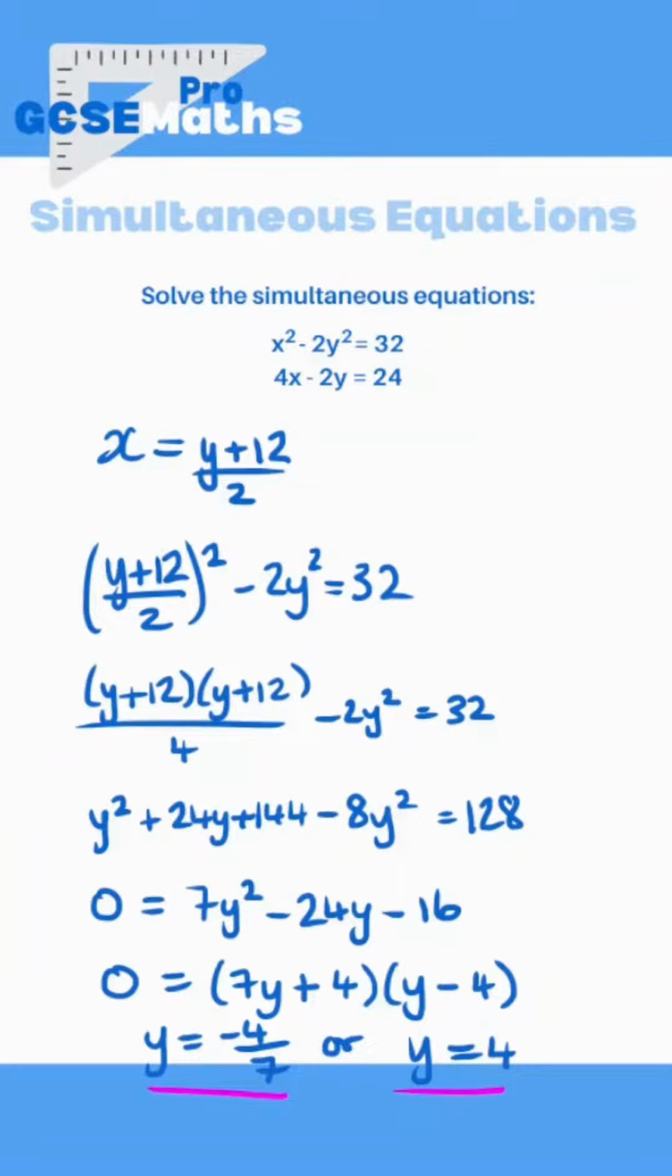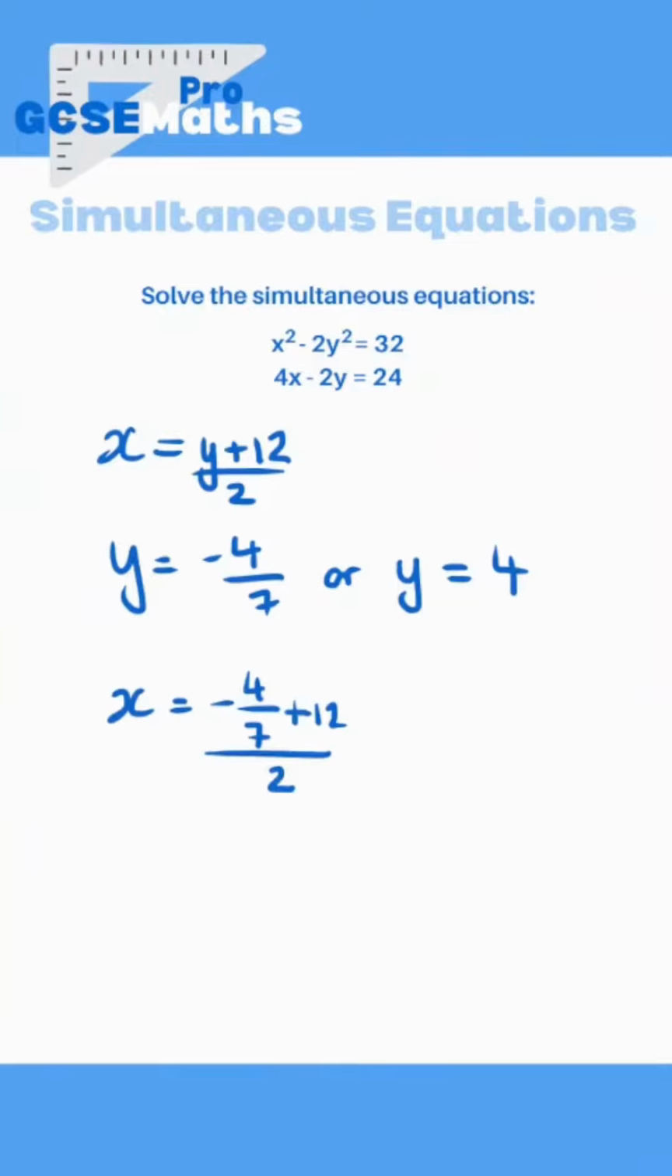However, what you can do is sub them back into your rearranged linear equation. The reason being is we now want to find out what x is. So if I already have an equation where x is the subject, then it's going to be much easier for me to work out. So for the first one, I'll do x is minus 4 over 7 plus 12 over 2. And for the second, x is just 4 plus 12 over 2.